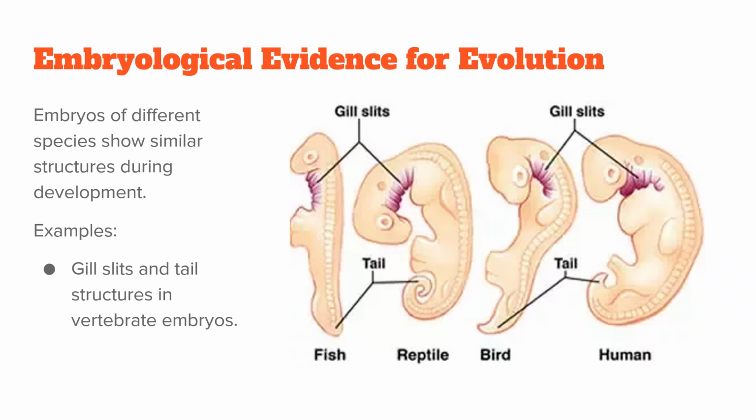Embryology also shows similarities that point to common ancestry. During early development, embryos of different vertebrates, fish, birds, and humans, display structures like gill slits and tails. These features disappear or change as development continues, but their presence at the embryonic stage suggests that these species share a common evolutionary origin.